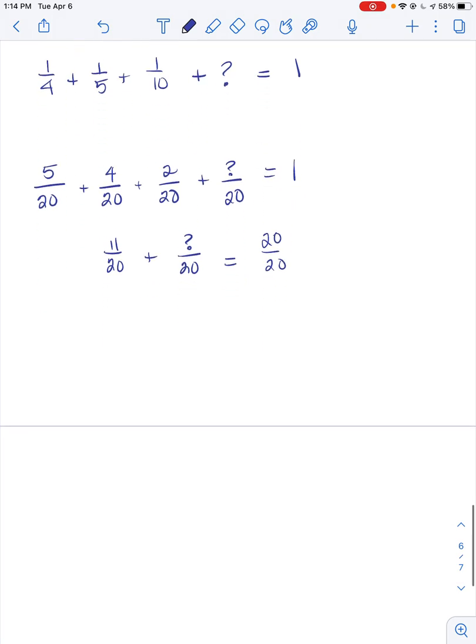It seems pretty clear here that this missing number is a 9. That 9 out of 20 of the students are seniors. Guess what? There are 9 seniors. That must mean there are 20 total students.